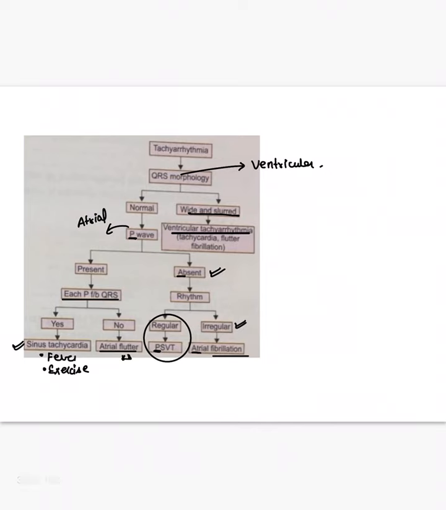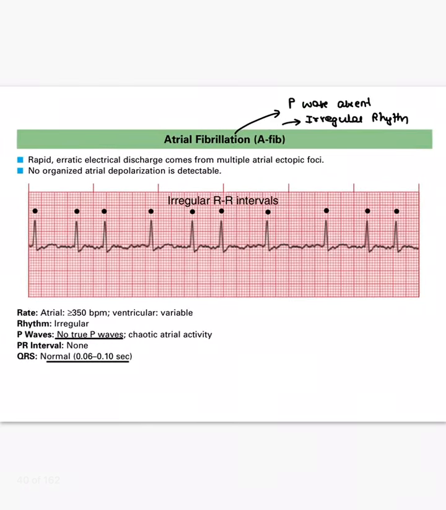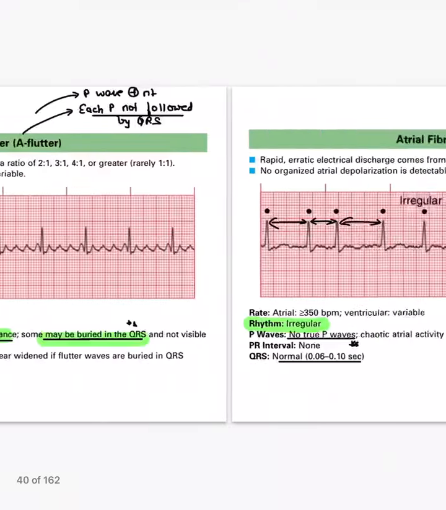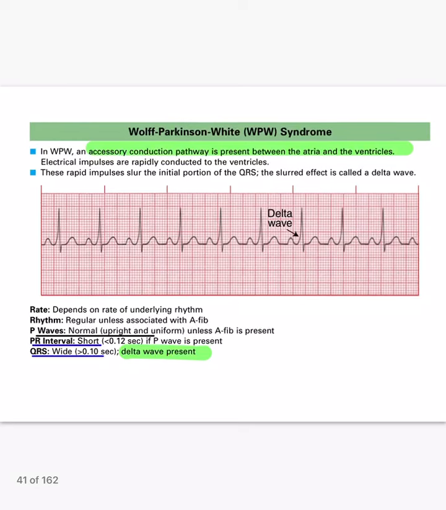Now we have read about atrial flutter. Coming on to atrial fibrillation, see the difference. Do you see the difference in the RR interval? The RR interval is not constant, that is, there is an irregular rhythm. Also, each P wave is not followed by a QRS wave. That is, the P wave is absent; there is no true P wave. So this is atrial fibrillation.